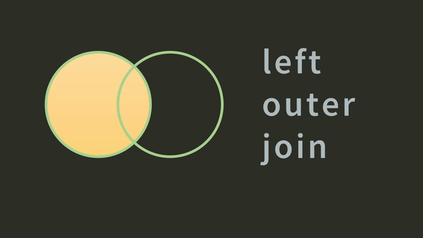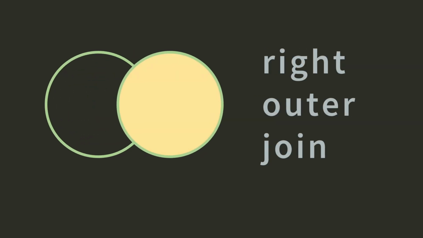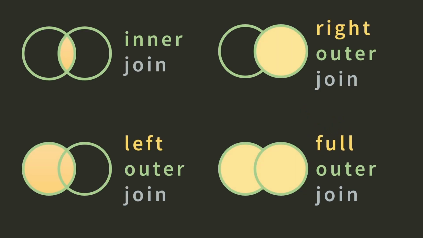In case of left outer join, we'd get all rows from left table and matched rows from right table. Right outer join is symmetrical case of left outer join, with difference being we'd get all rows from right table. In full outer join, we'd get all rows from both tables, matched and unmatched. Inner and outer are optional keywords, and if we break it down, plain join is the only inner join, and left, right, and full are outer joins.